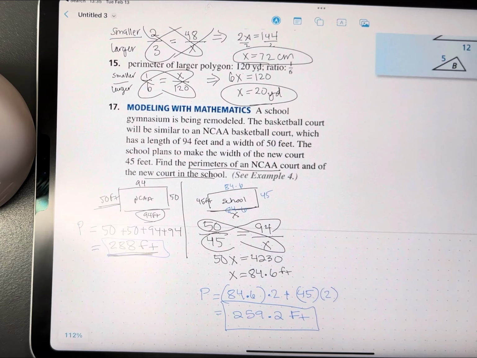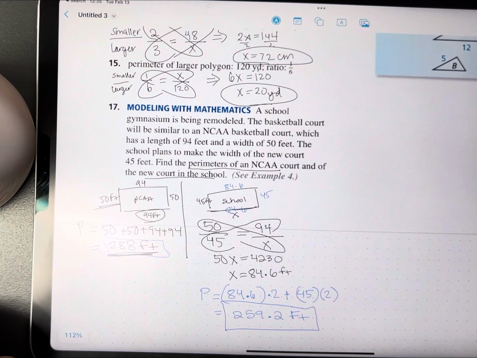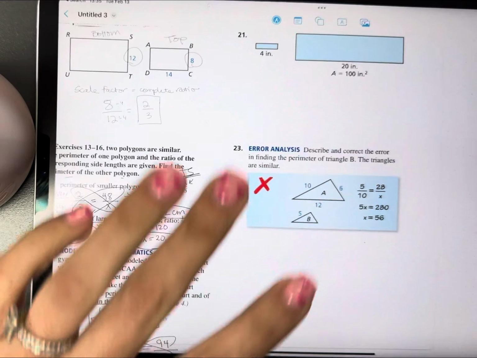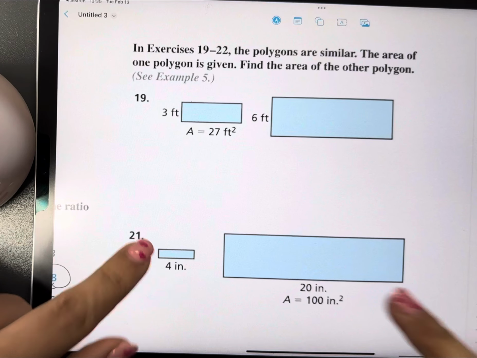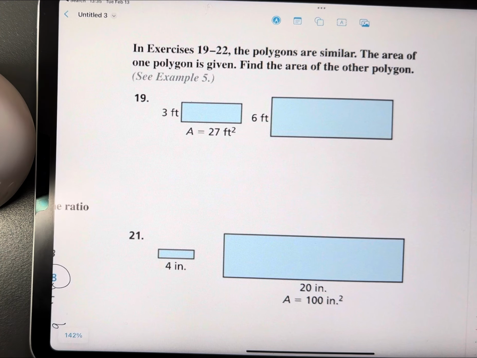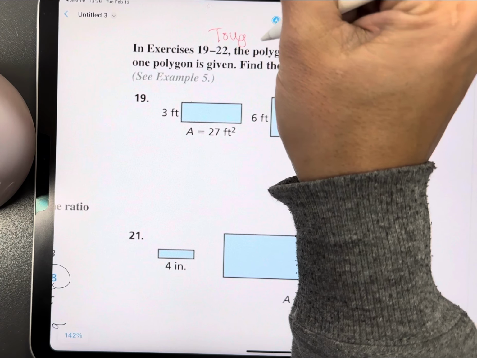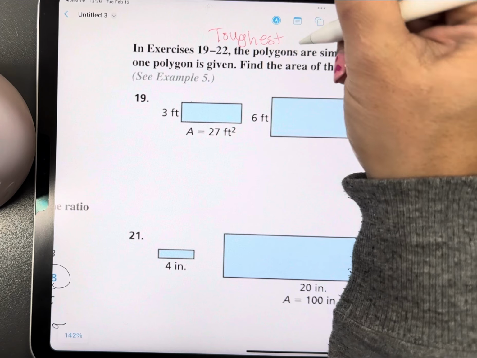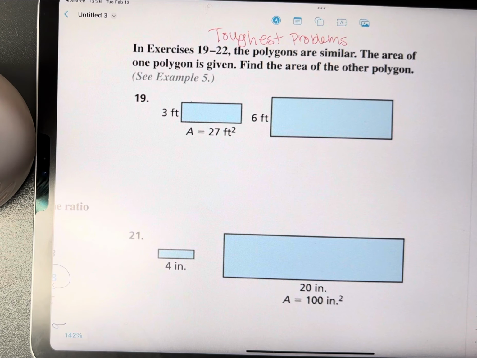And there we are. If we wanted to, we can make this ratio and show that it's the same as 50 over 45, because perimeter ratios are the same. Okay. All right, here we go. Area. So this is probably the toughest problems. Okay, so be on guard.